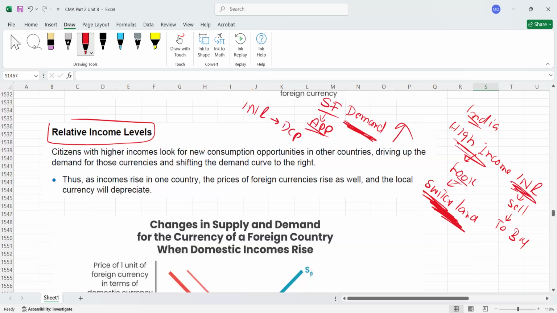They're saying that citizens with higher incomes look for new consumption opportunities in other countries. Maybe you want to explore or maybe you want to invest. So this drives up the demand for foreign currencies, and the demand for those currencies will increase, shifting the demand curve to the right. Do you remember I told you?